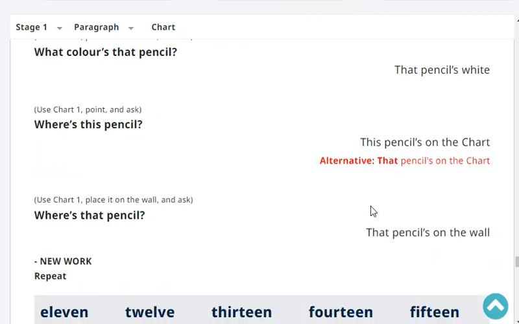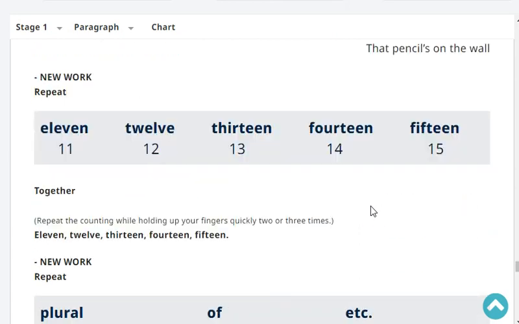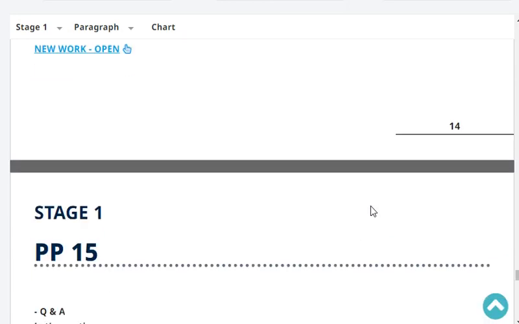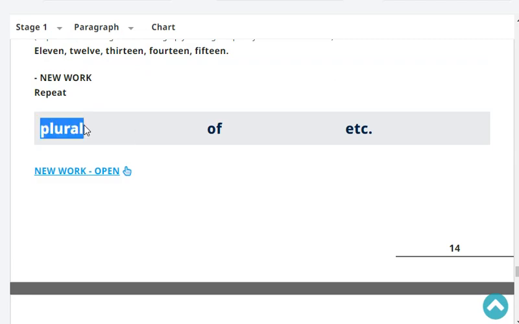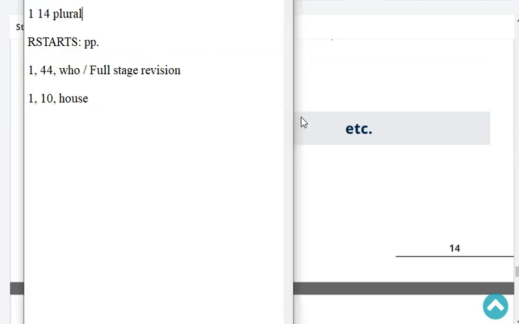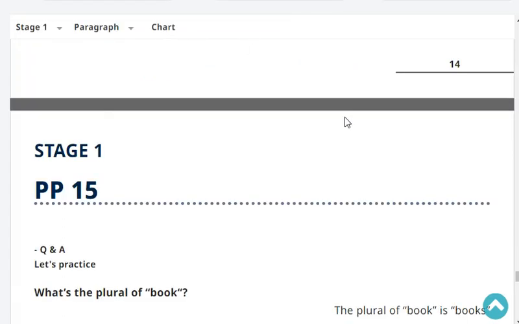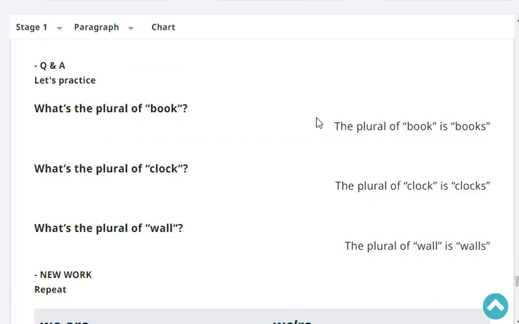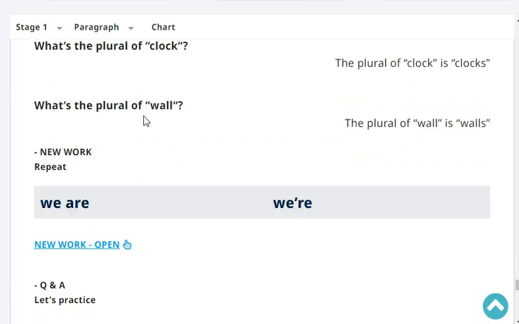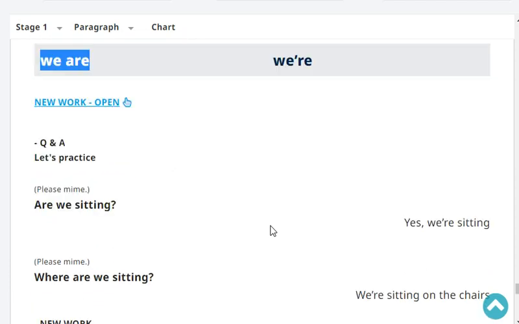And 11, 12, 13, 14, 15. Plural of, etc. What's the plural of book? The plural of book is books. What is the plural of clock? The plural of clock is clocks. What is the plural of wall? The plural of wall is walls.